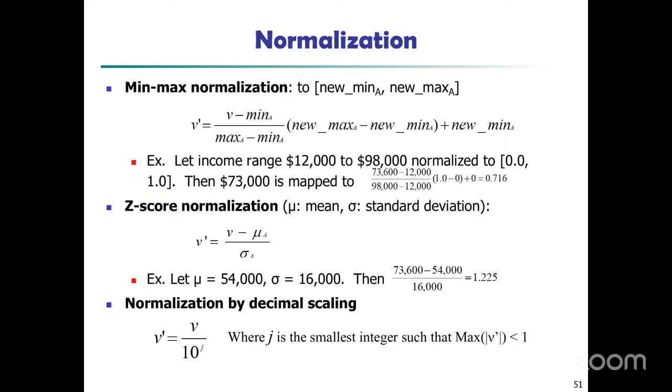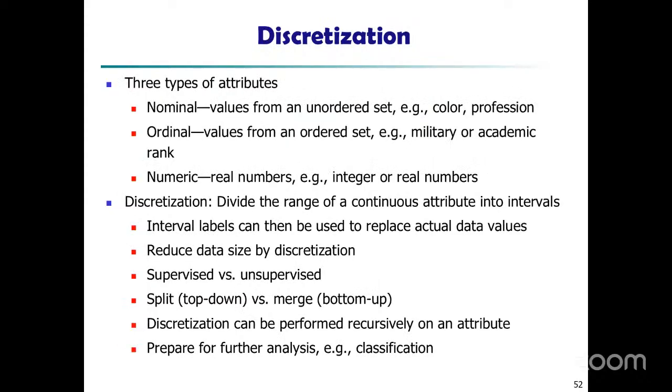Okay, these are the calculations, some examples: min-max, z-score, and normalization by decimal scaling. So the next one is discretization.